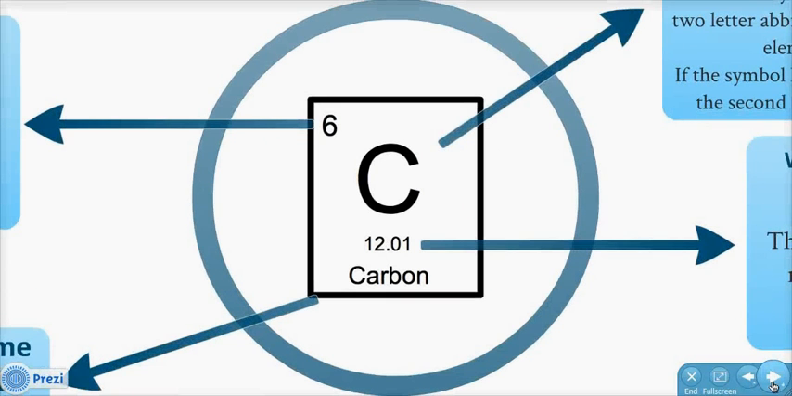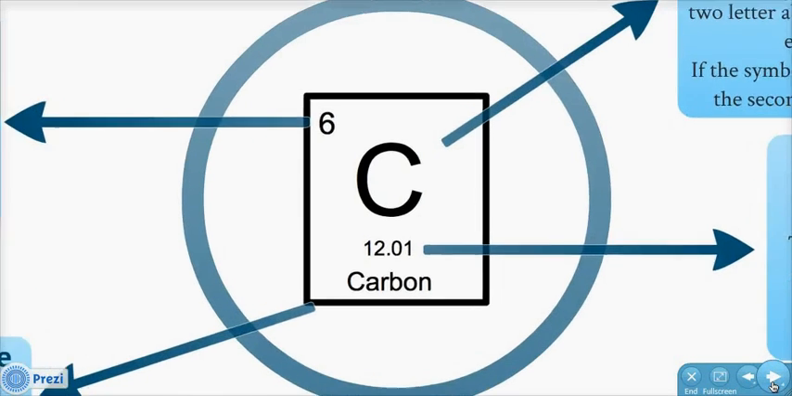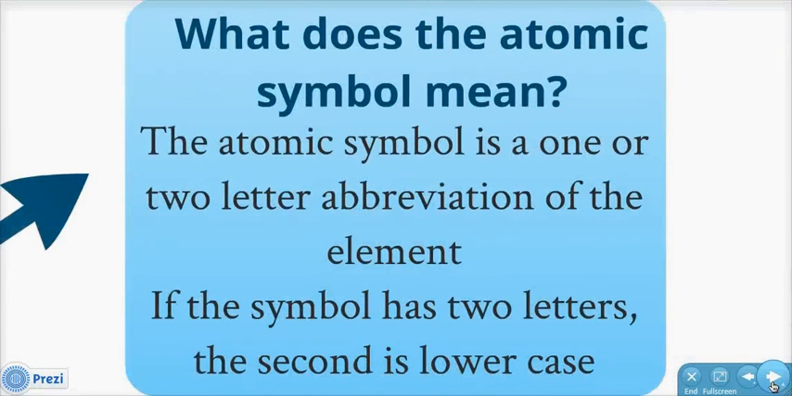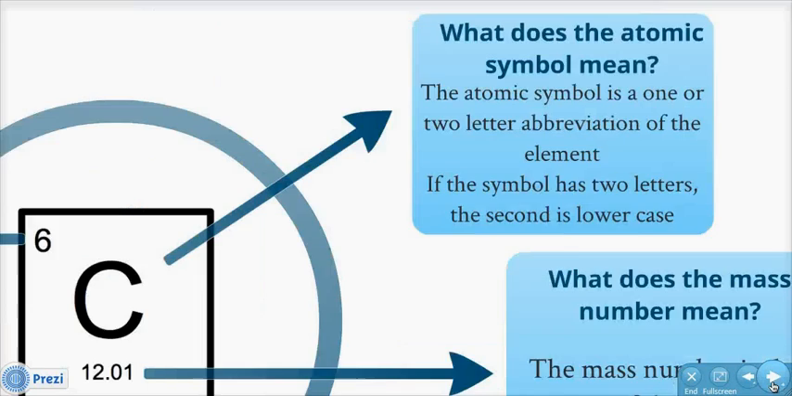In this case, we'll be looking at carbon, atomic number 6. So we see the C. The C is called the atomic symbol. It's the 1 or 2 letter abbreviation of that element. And if the symbol has 2 letters, the second letter is always lowercase.